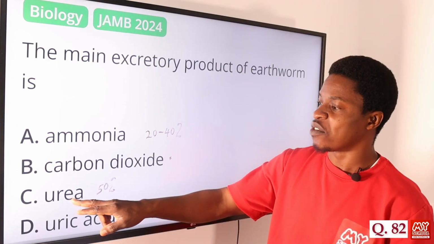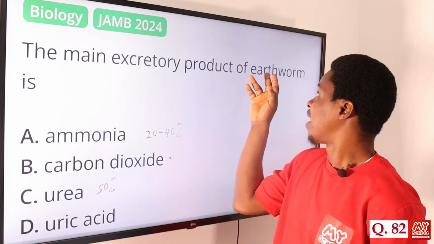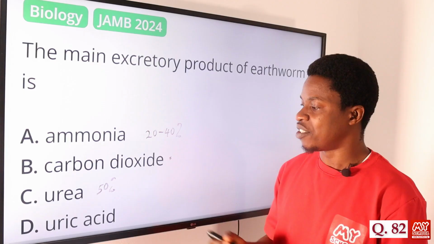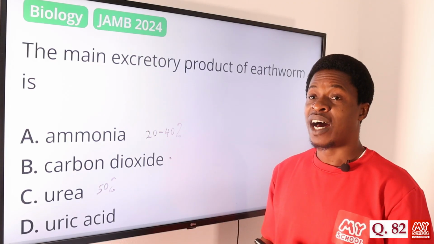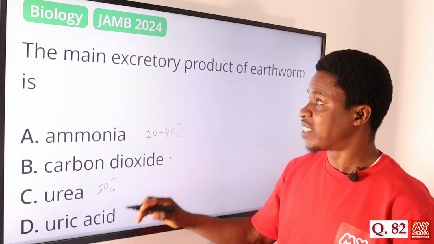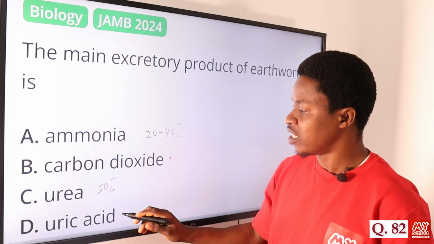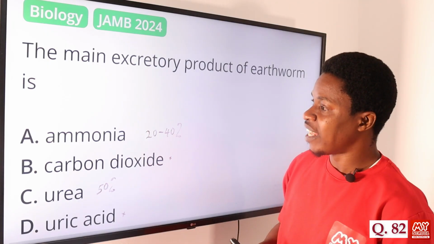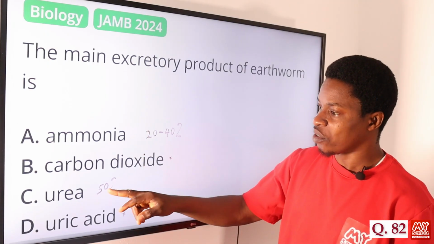See, 50% of urea is what? Excreted by earthworm. And then we have uric acid. We find uric acid as the excretory product in birds and reptiles. Birds and reptiles are not earthworms, so this is also eliminated. So the answer now is between option A and option C.